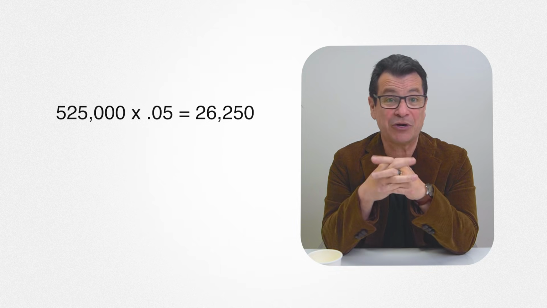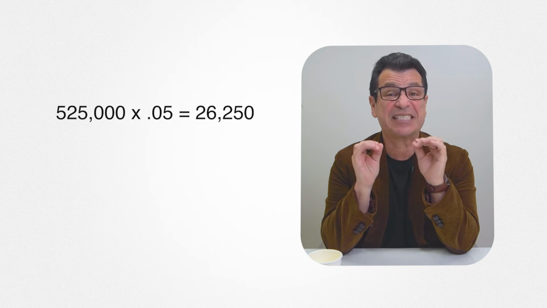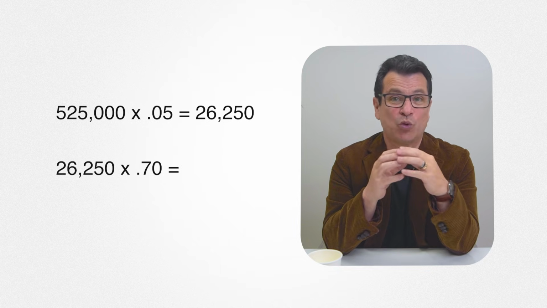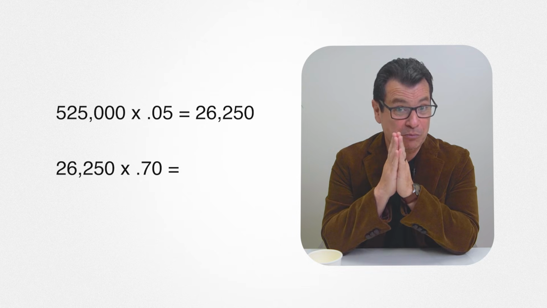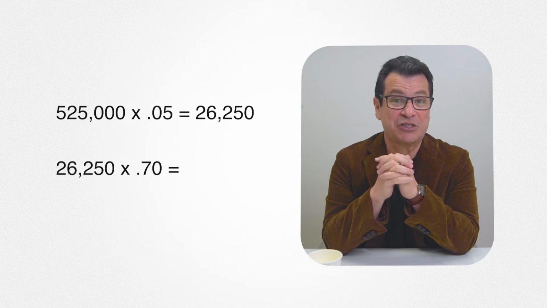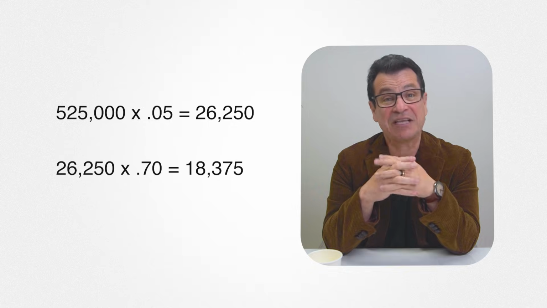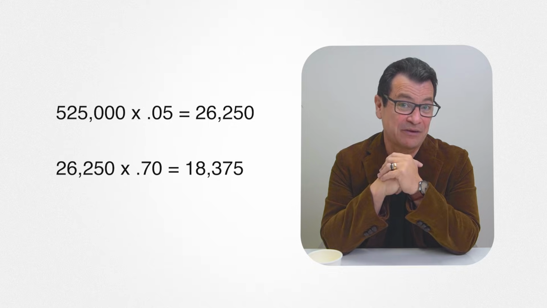Now the broker keeps 30% of that, which means the agent gets 70%. Let's go back to the $26,250 and multiply that by 70%, which is written 0.70. That gives us $18,375. So the answer to how much does the agent earn is $18,375. Boom, done. Next question.